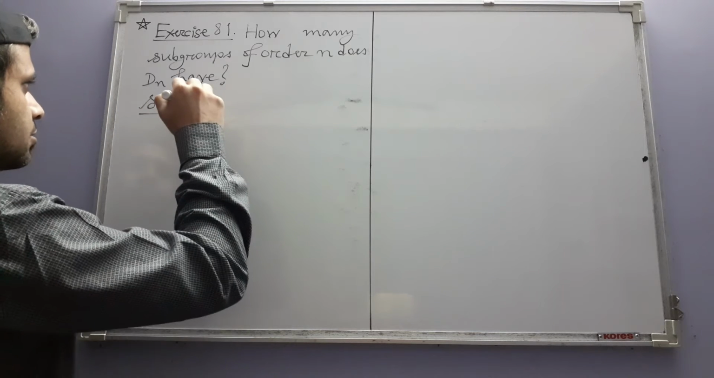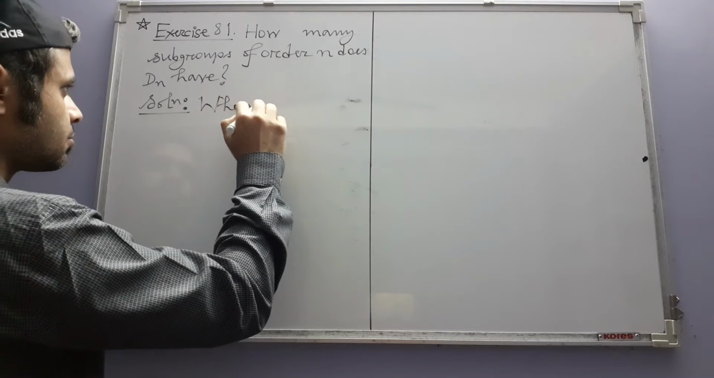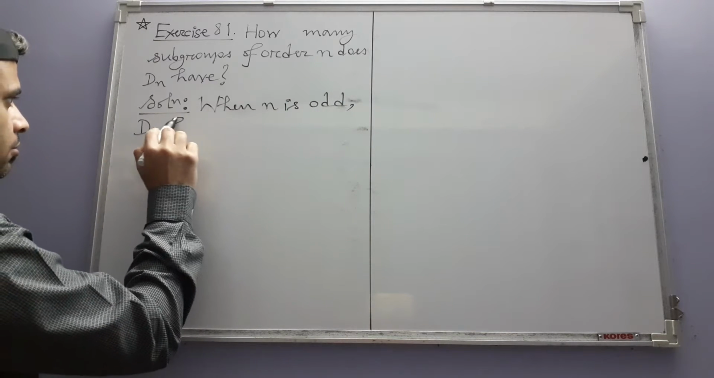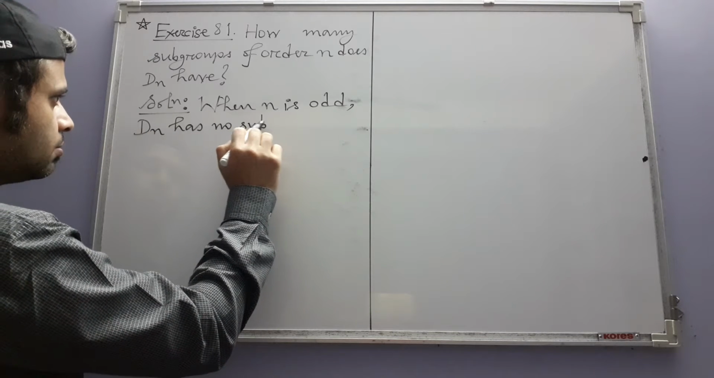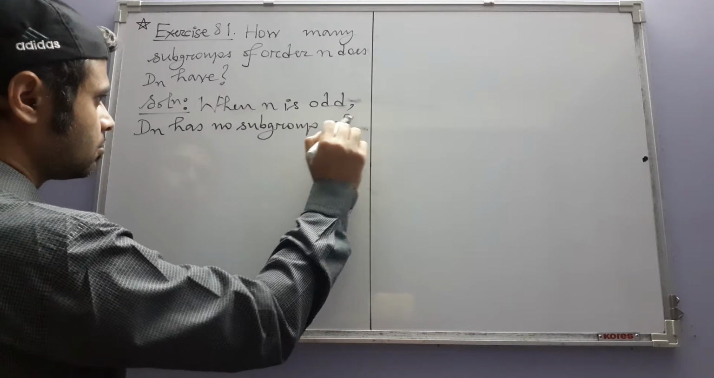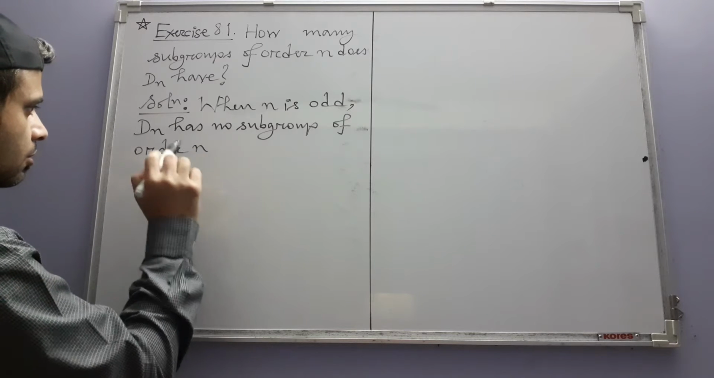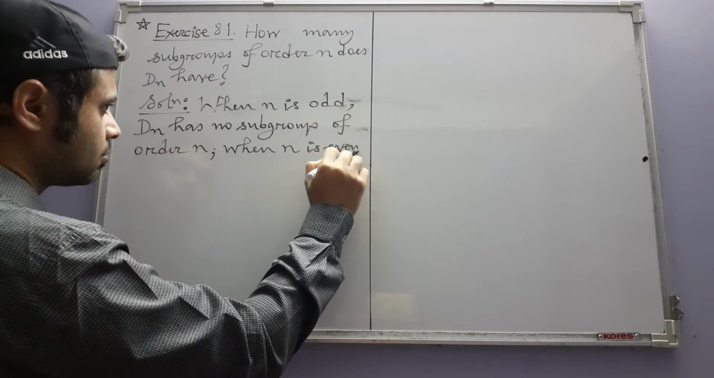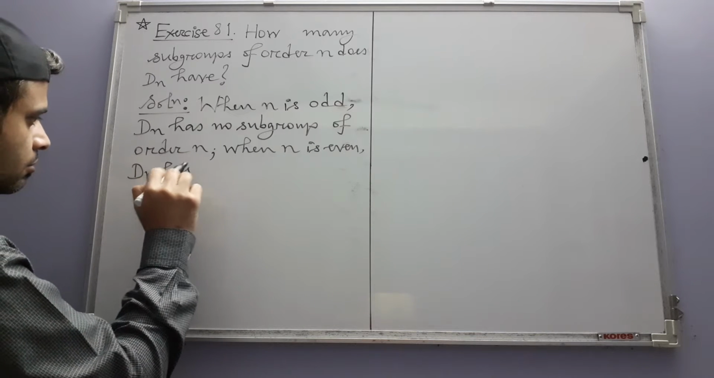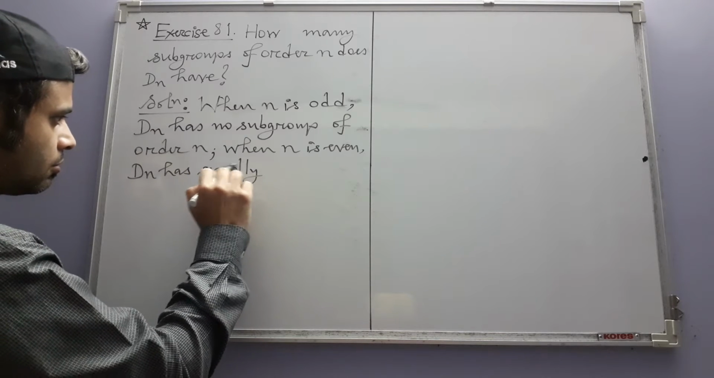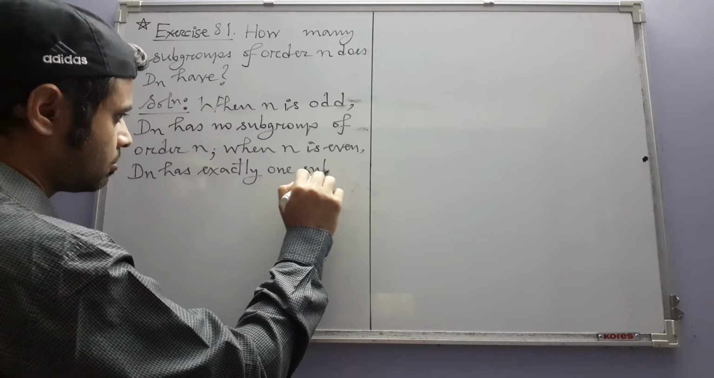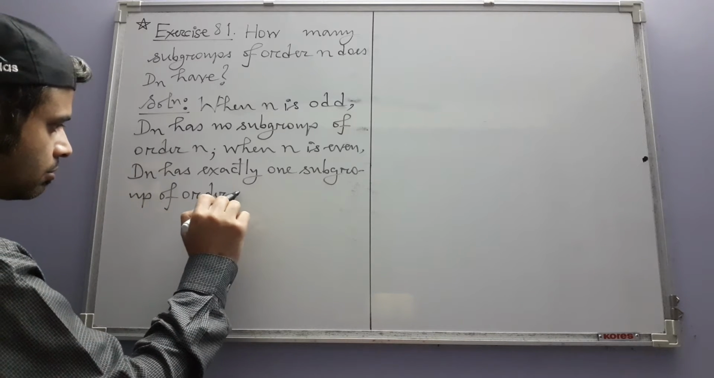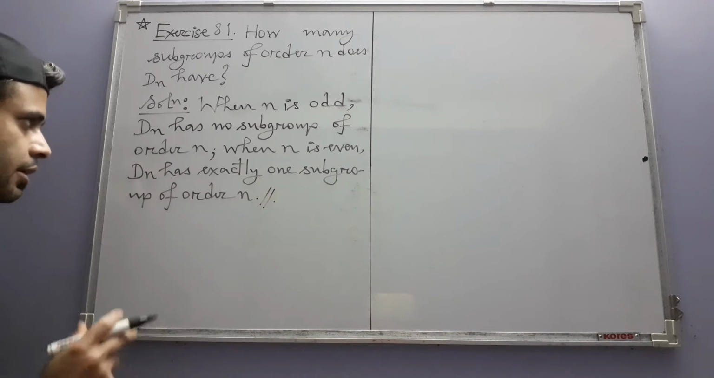So the solution is just this: when n is odd, Dn has no subgroup of order n, and when n is even, Dn has exactly one subgroup of order n. So you go to the answers and you will see why.